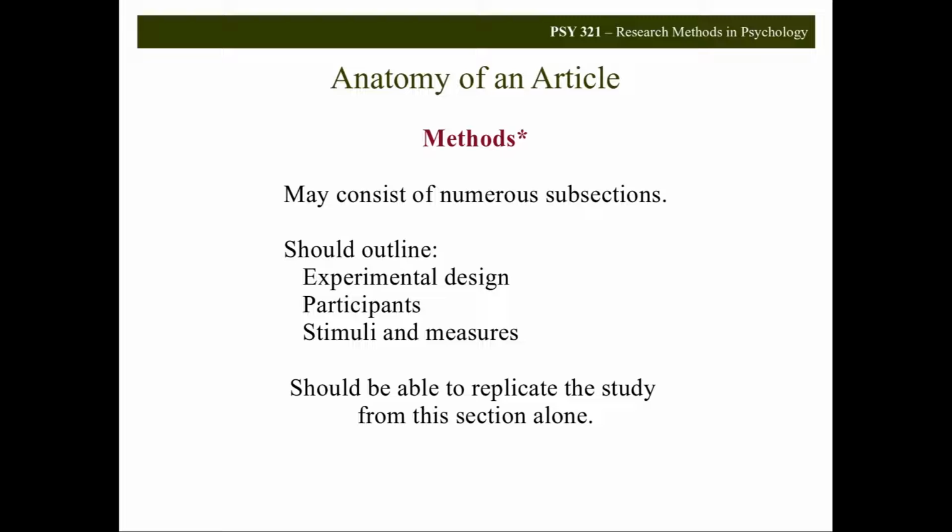The participants, how many are you going to involve in this research, and where do they come from and why? And what are you going to measure them on? Do you care about their IQ? Do you care about their age? Do you care about their depression scores? Those sorts of things. Ideally, if this is done well, this entire study should be able to be replicated from this section alone. So it's a really, really important section in scientific writing.